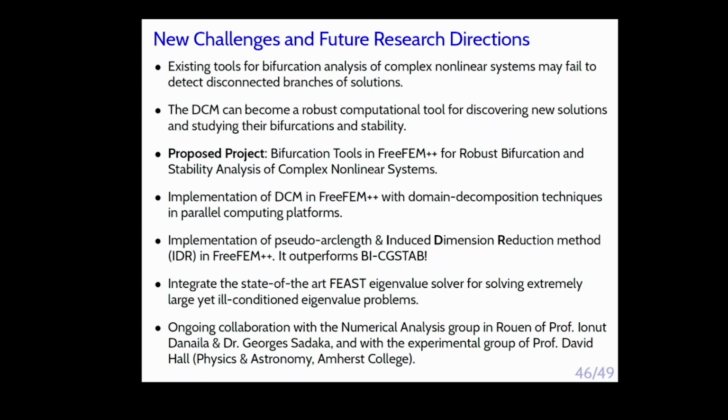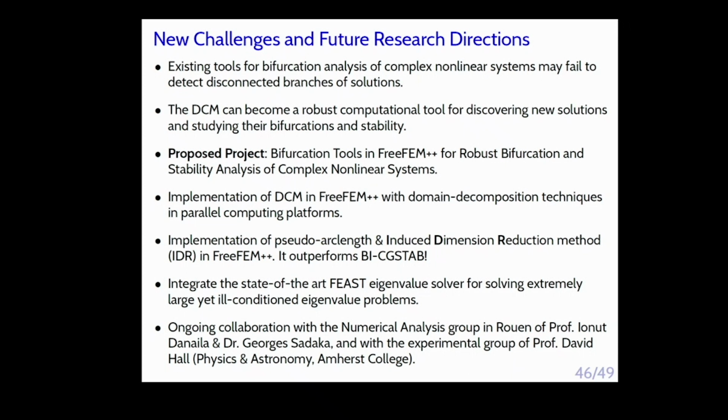So I think I'm going to start summarizing here. The existing tools for bifurcation analysis may fail to detect disconnected branches of solutions. I presented a method that can become robust, can become effective, even better, to discover new solutions, and what we're interested in is where those solutions are coming from. Are they coming from the linear limit or from bifurcations? What is going on?